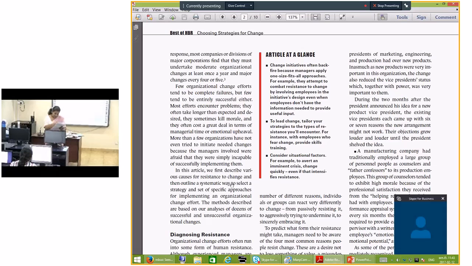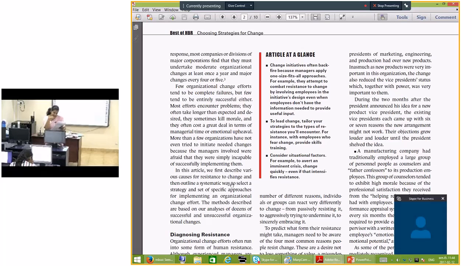And also they have highlighted, read about the second column. To predict, second para, to predict what form their resistance might take, managers need to be aware of the 4 most common reasons people resist change. So the HBR article is highlighting these are the 4 common reasons why people resist change. Why are they rejecting this change?